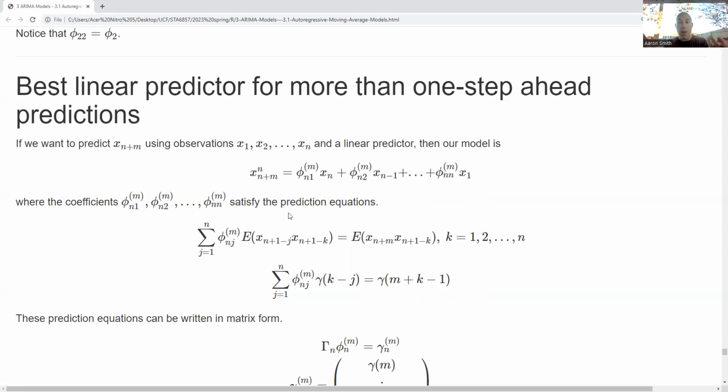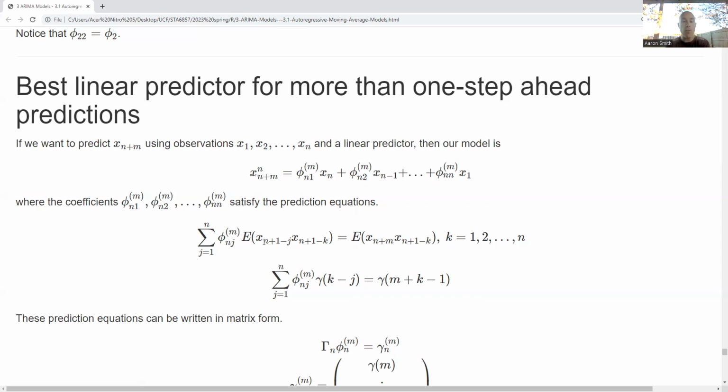All right, so let's go ahead and sit down and crunch them out. If I take the expected value of n plus 1 minus j times the n plus 1 minus k observation, multiply by coefficients in my best linear predictor, then from the prediction equations, I know that this whole summation has to be equal to this expected value. All right, well, I look at that, and as long as we have zero mean of a stationary process, I know that those expected values are actually covariances. So let's go ahead and replace them with the proper covariances.